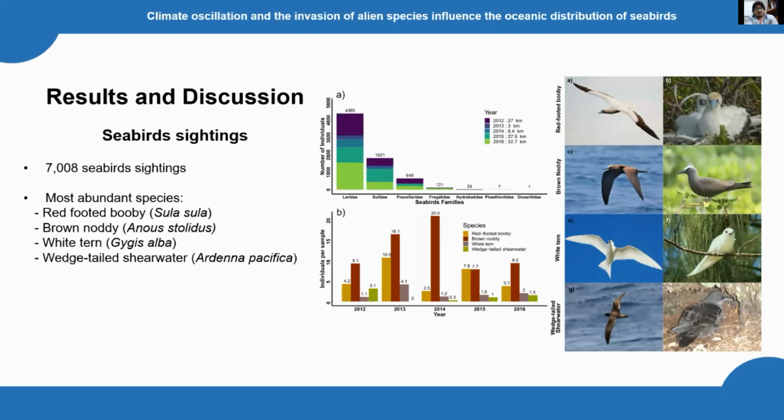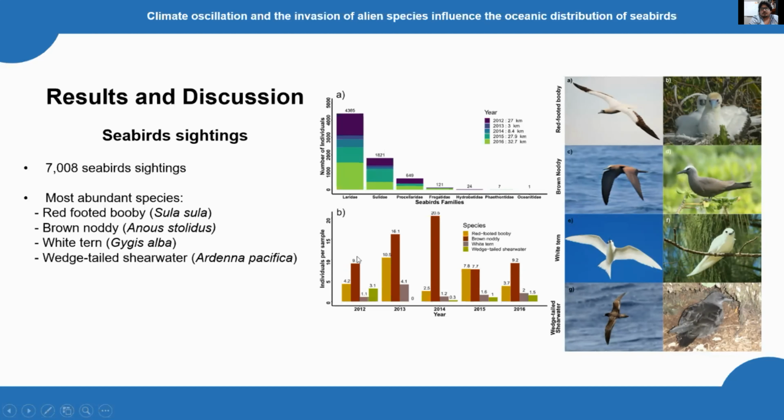And finally, we got the results. Basically, we have 7,008 seabird sightings in general, and we have more abundant species. Those ones were red-footed booby, brown noddy, white tern, and wedge-tailed shearwater. So these are the ones that are here in the picture. Really nice birds, actually. And in general, as you can see, there were a little bit more observations in 2014, and the most abundant bird that was located was the brown noddy in general.